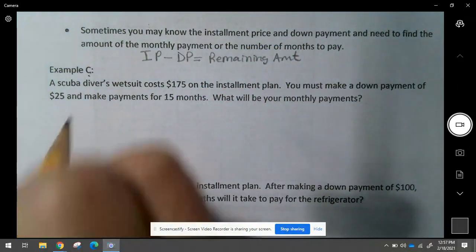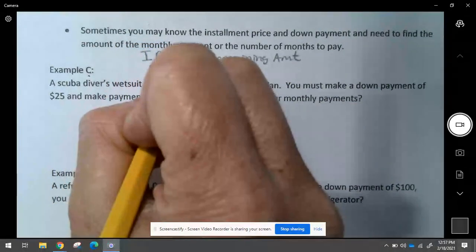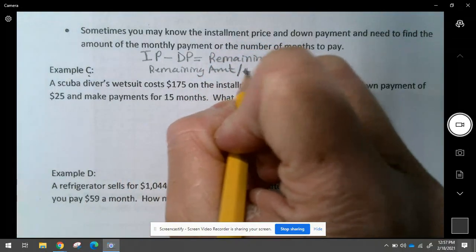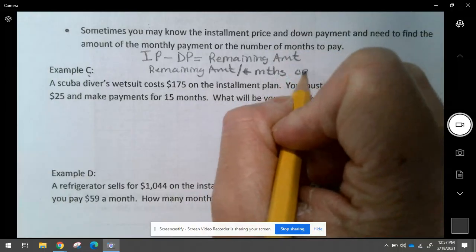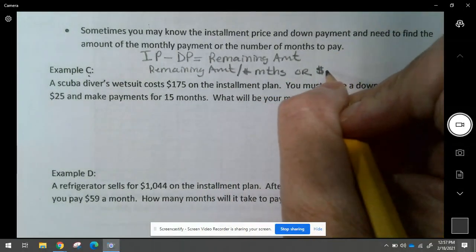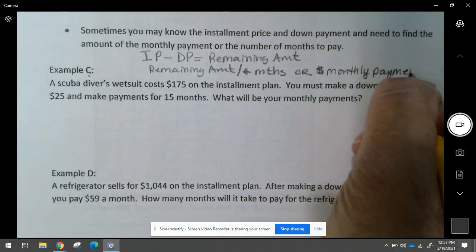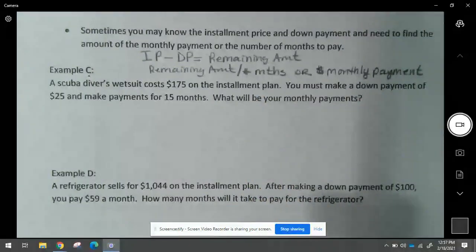Okay, so once we know our remaining, we take our remaining amount and we will divide by the number of months, if they give you that, or the amount that we pay, the monthly payment. Because sometimes we might know the payment or sometimes we might know the months. Okay, so let's read example C. A scuba diver's wetsuit costs $175 on the installment plan. You must make a down payment of $25 and make payments for 15 months. What will be your monthly payments?